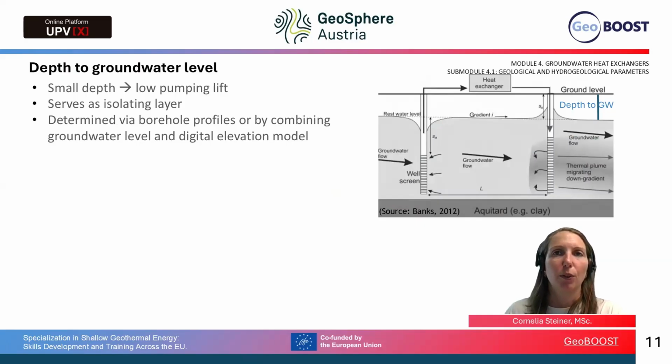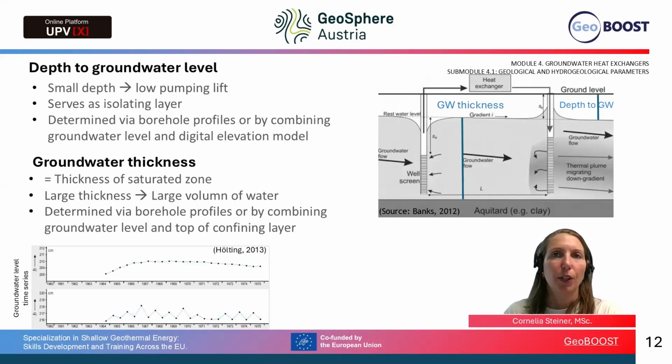Especially if you have a confining layer, that means a more or less impermeable layer with a low hydraulic conductivity on top of your aquifer. It is well protected from possible contamination of the surface. And these aquifers are often protected for drinking water purposes.